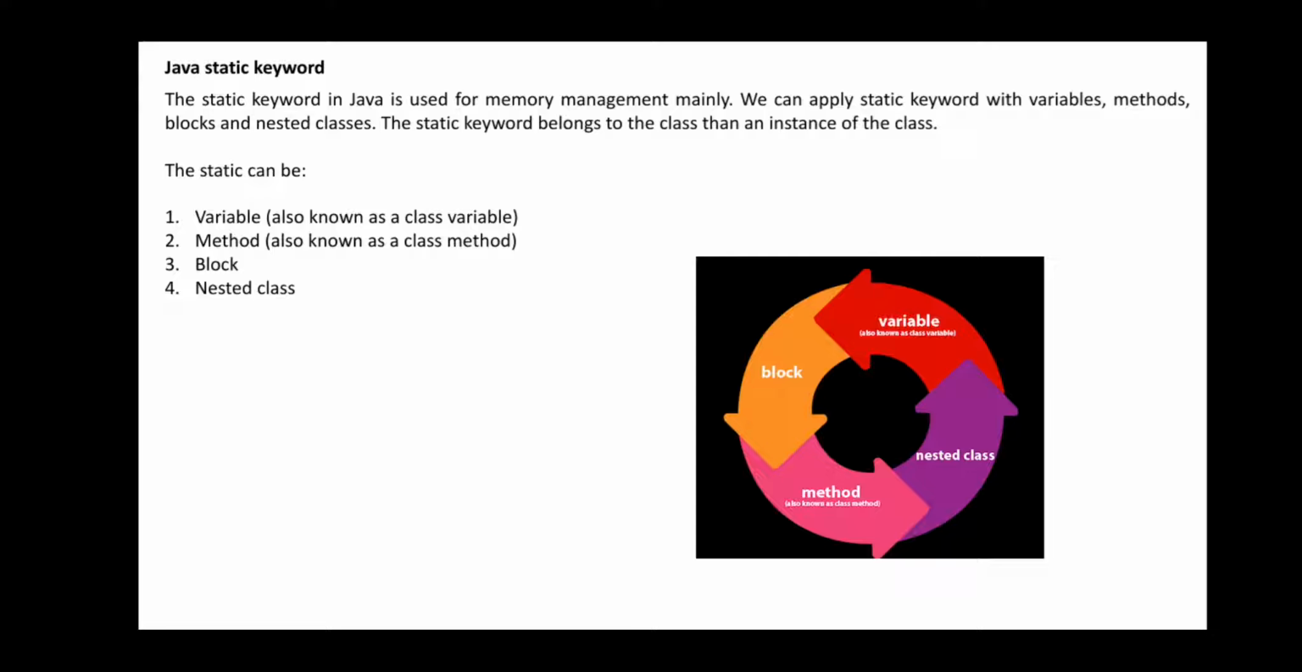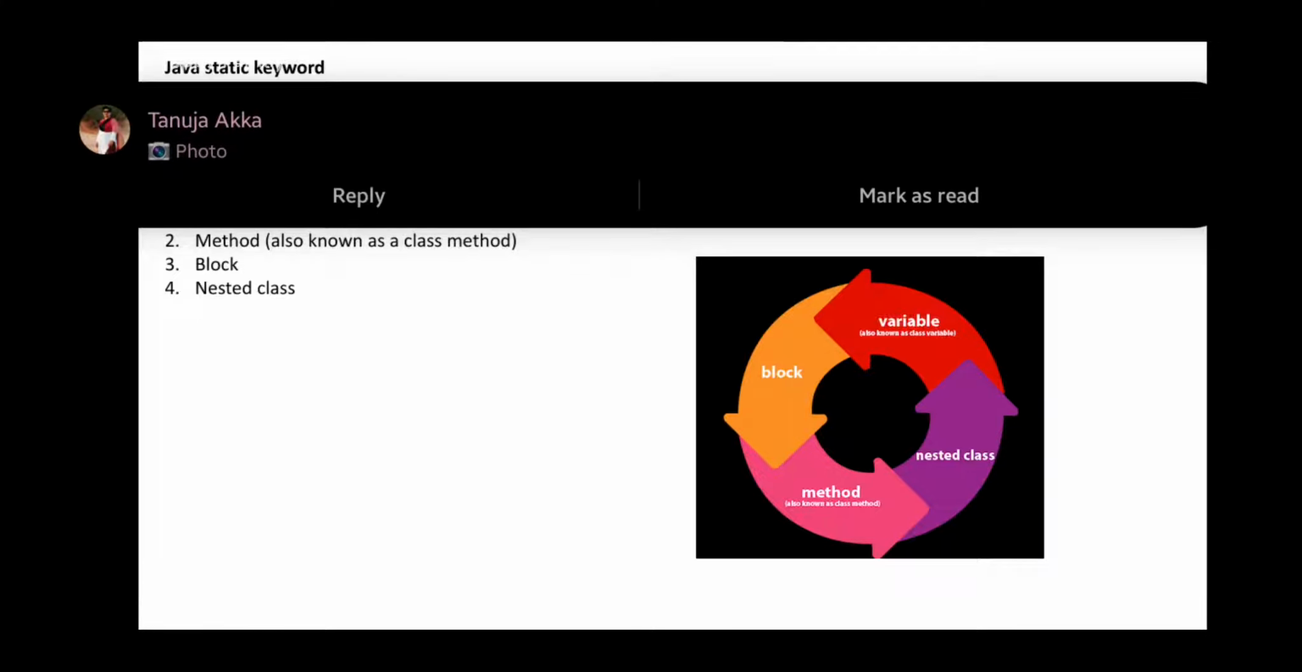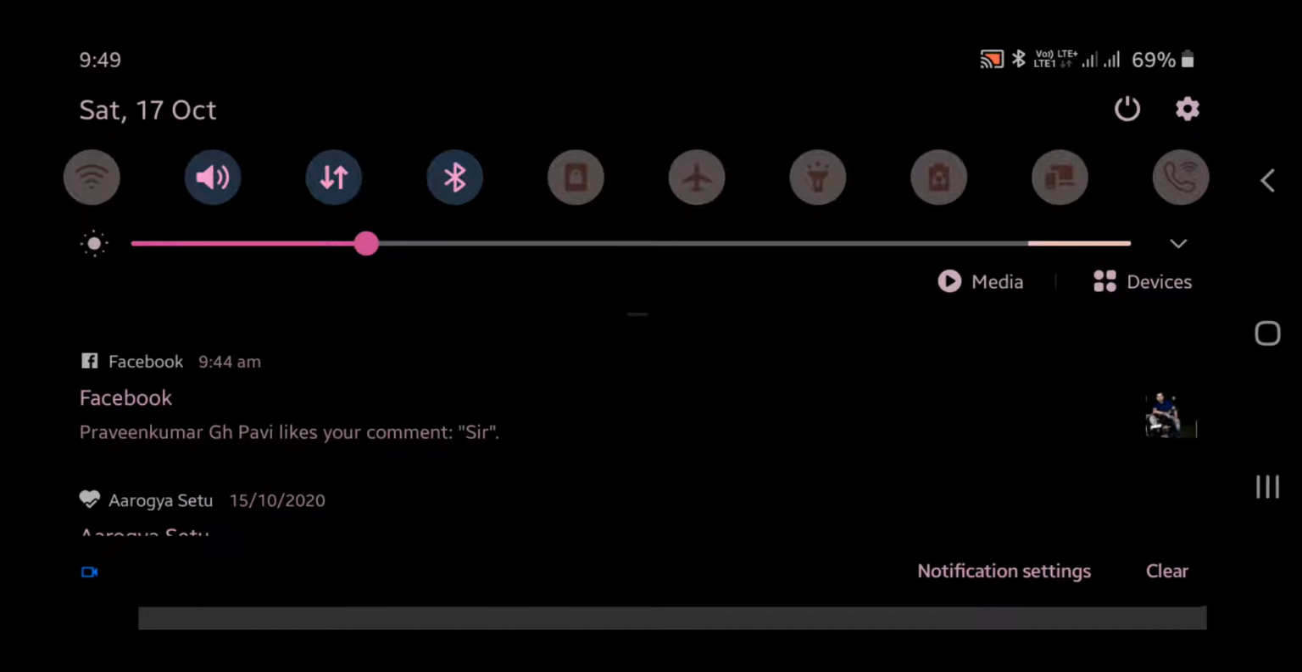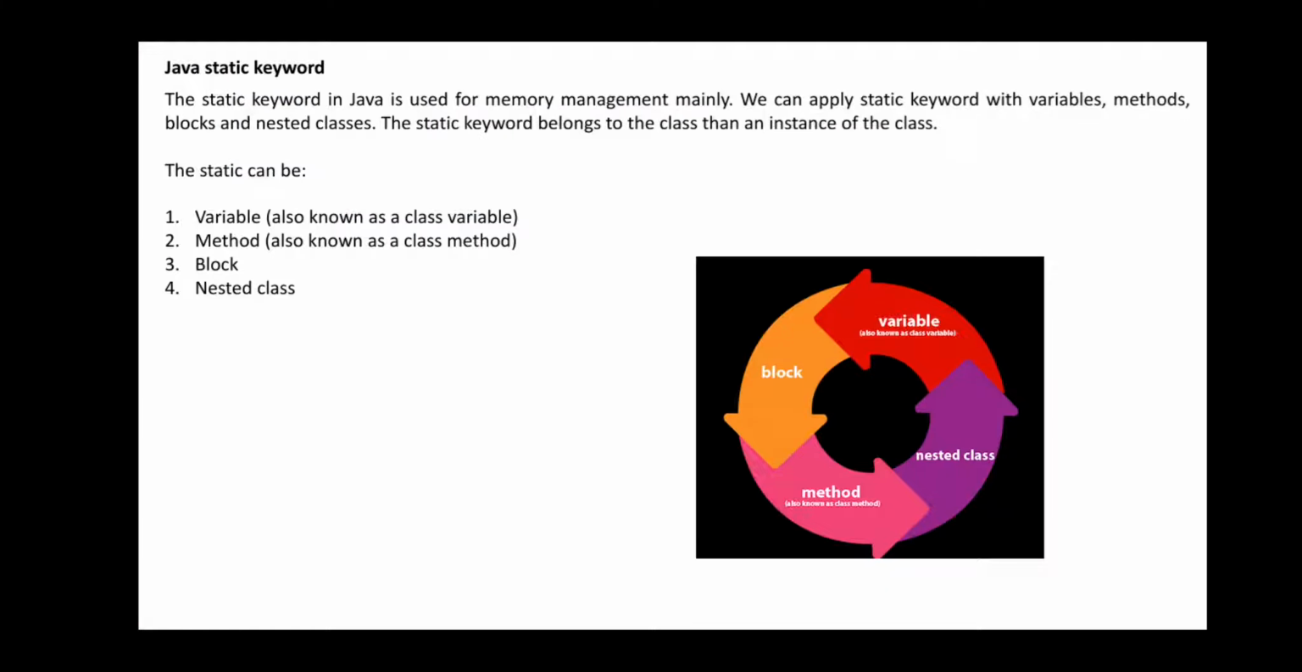Afterwards we went with another technique called the Java static keyword. The Java static keyword is used for memory management. It is used for memory management, and the static keyword can be accessed with variables and methods, as you have seen. Today we'll be going with very simple examples of blocks as well as nested classes.